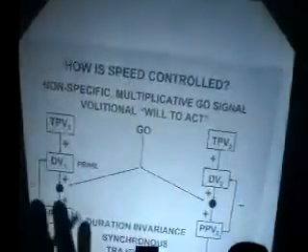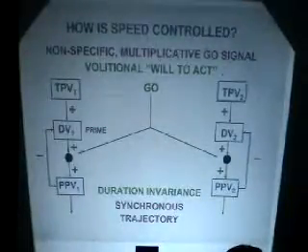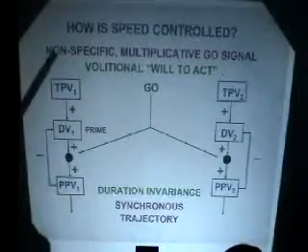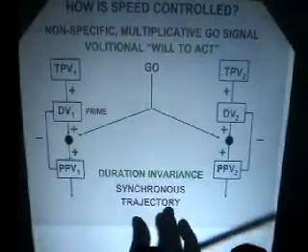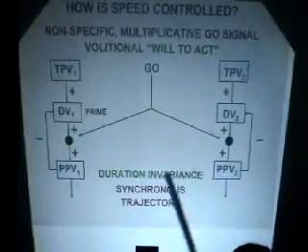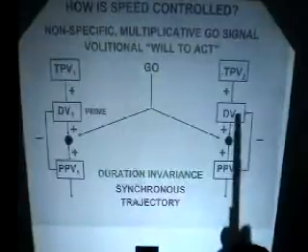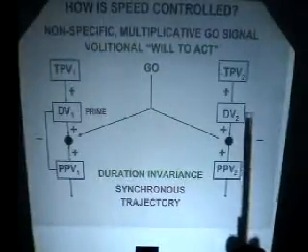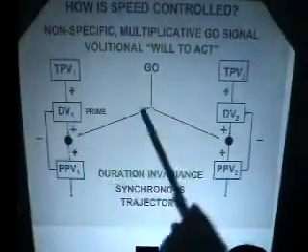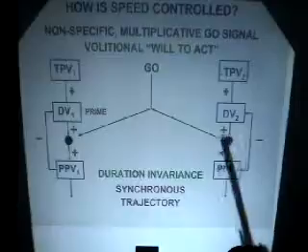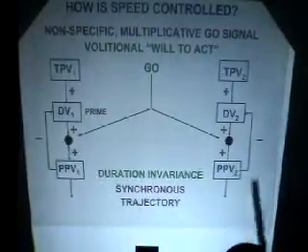Well, you also have to bring volition into the act, and so the question is, how is speed controlled? And the claim is there's a non-specific multiplicative go signal, which is a kind of volitional will to act signal. Well, what do I mean by that? Let's say I am where I am, and I load in a new target, and I compute a difference vector. But the question is, when do I want to move? The claim is that the go signal multiplies each component of the DV, and then the product of DV times go is integrated into the present position.